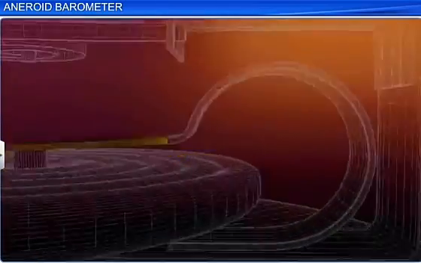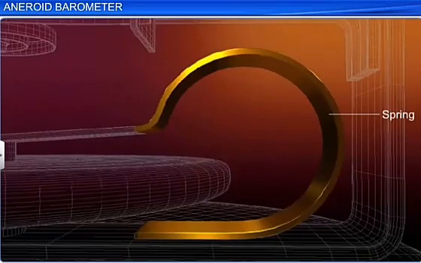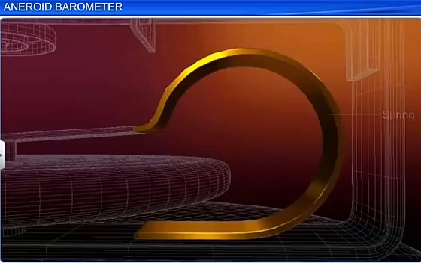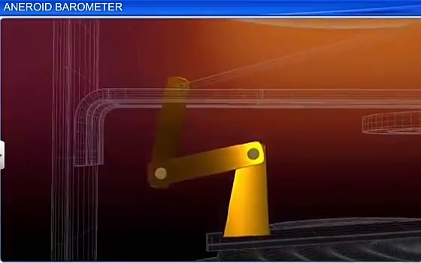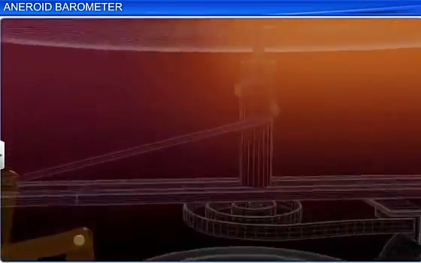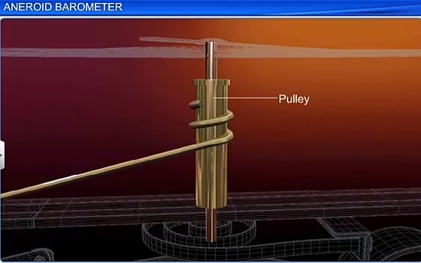One end of the central lever is connected to a spring. The spring prevents the evacuated metallic box from collapsing. The other end of the central lever is connected to the other levers of the system. The system of levers is further connected to a chain that passes over a pulley. A pointer that moves over a calibrated circular scale is attached to the pulley.